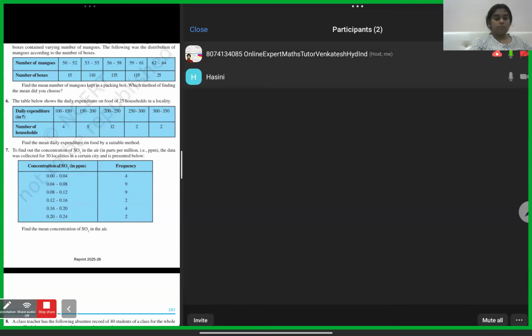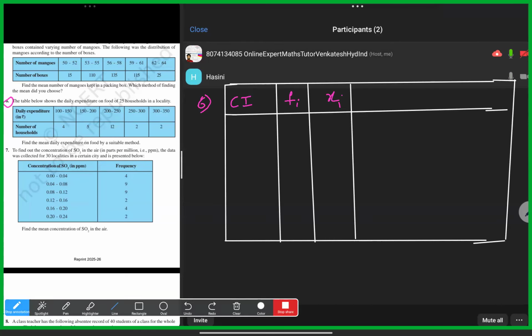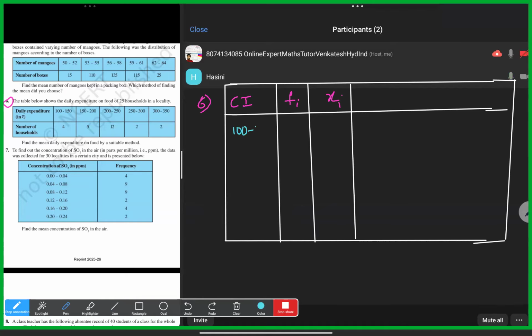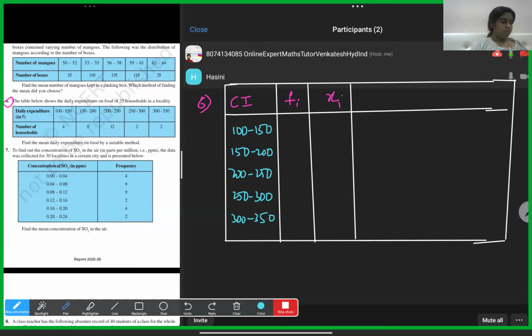So Hasni, I will write the class interval values. If you see, the class intervals are 100 to 150, 150 to 200, 200 to 250, 250 to 300, 300 to 350. The frequencies are 4, 5, 12, 2 and so on.